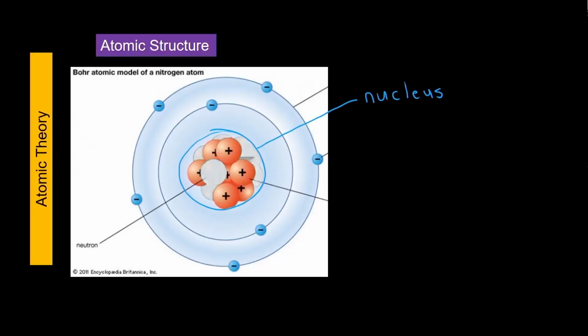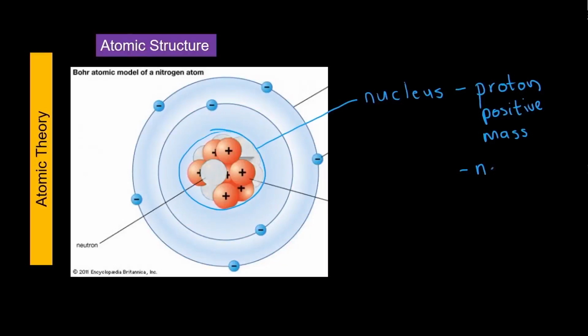Inside the nucleus, we've got subatomic particles. We have got the proton, and the proton is a positively charged particle. It is positive. It also has mass. Okay, so it has a certain amount of mass, and we're going to go into the mass and how we work all that out. In the nucleus, we also have something which is called the neutron.